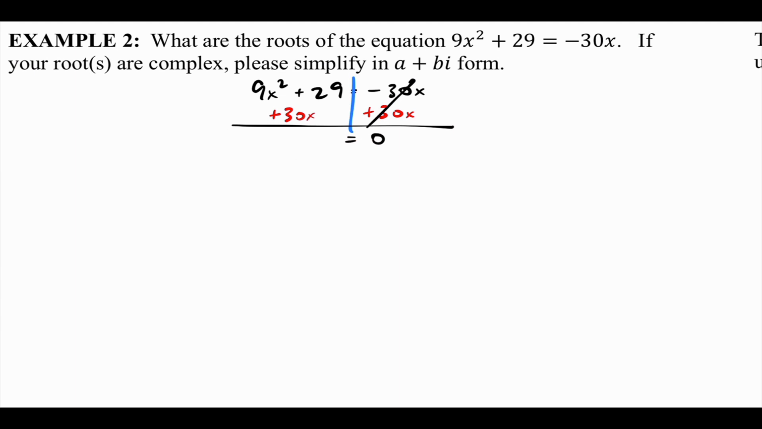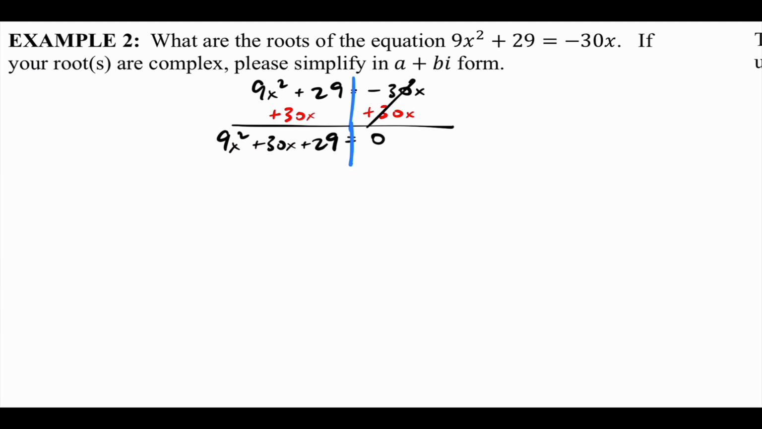Can I add 30 to 9 or add it to 29? No, because 9 has an x squared. Close, but not the same. 29 doesn't even have an x. So where am I going to put that 30? Right in the middle. Yep, right smack dab in the middle. There we go. In standard form, equal to 0.